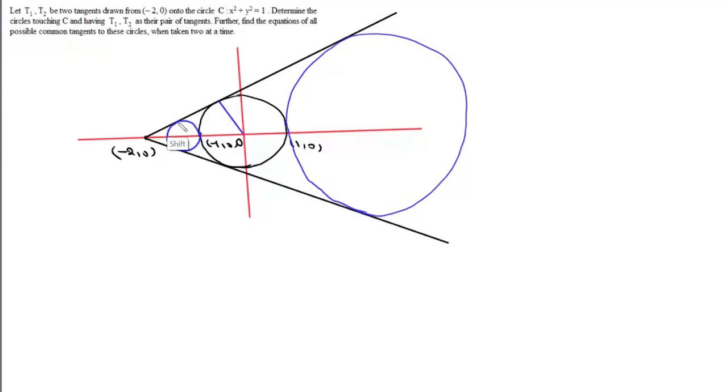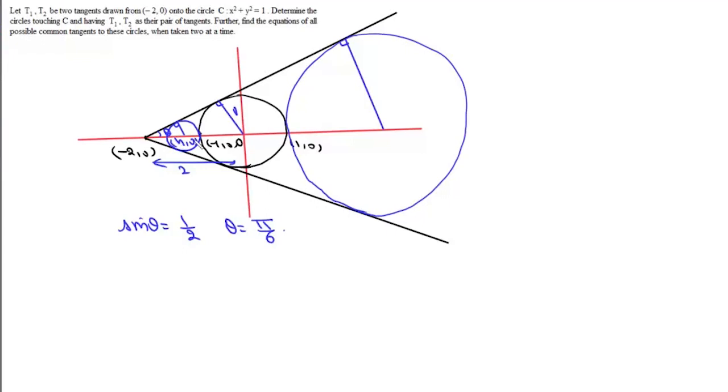Now we'll draw these perpendiculars. This is 90, this is 90, and this is also 90. Now here, this is 1 and this is 2, and if this angle is theta, we can write sine theta equals 1 by 2, that is theta is pi by 6.